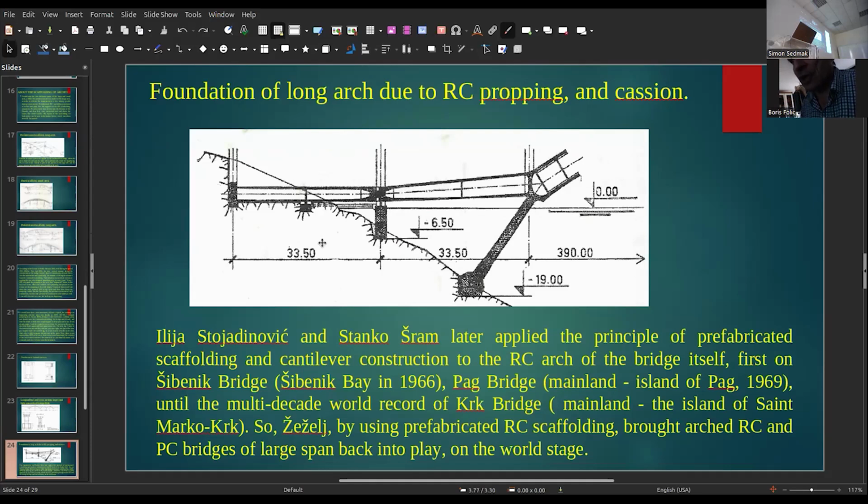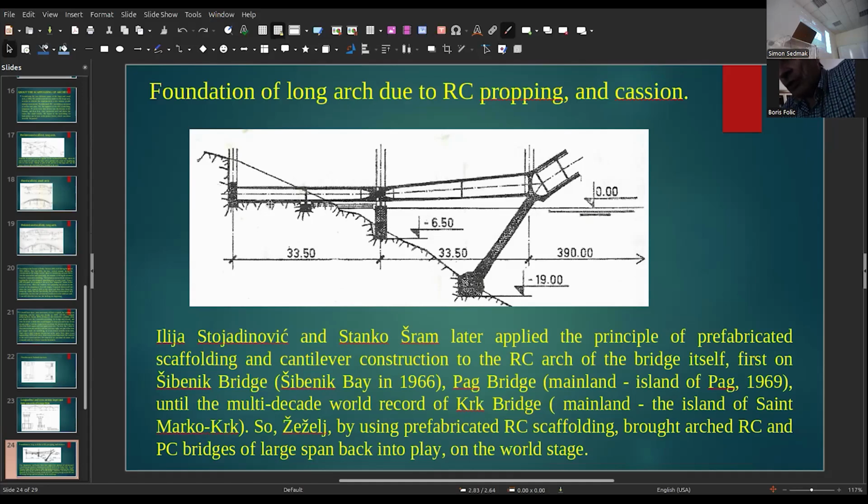Ilija Stojadinović and Stanko Šam later applied the principle of prefabricated scaffolding and cantilever construction of RC arch on the bridge itself, first on the Šibenik Bridge, Šibenik Bay in 1966, and Pag Bridge, the island of Pag, in 1969, until the multi-decade world record on Krk Bridge, mainland to the island of Saint Marko and Krk.